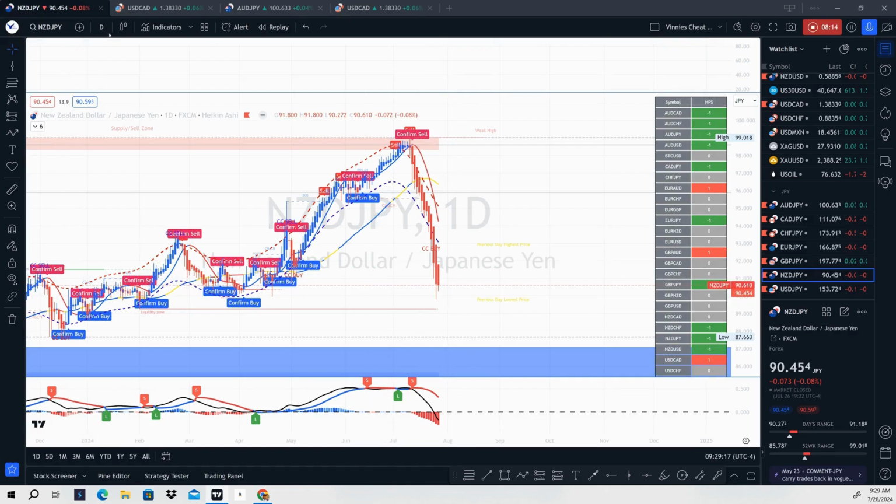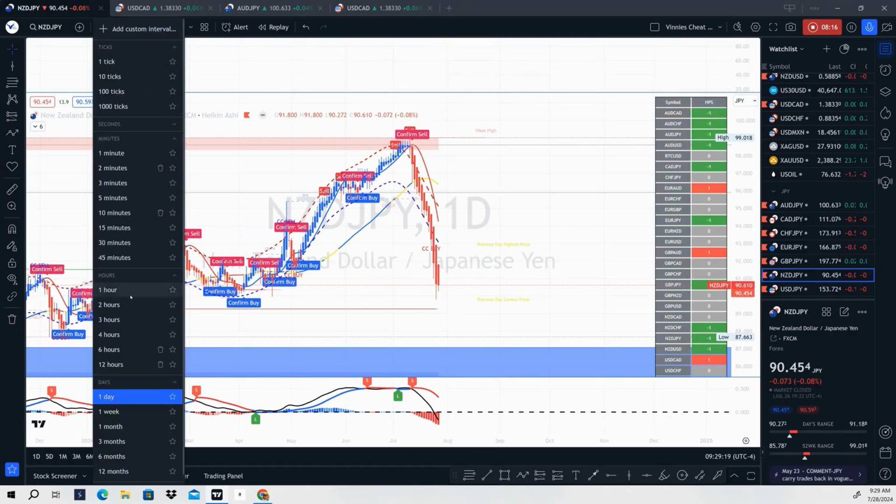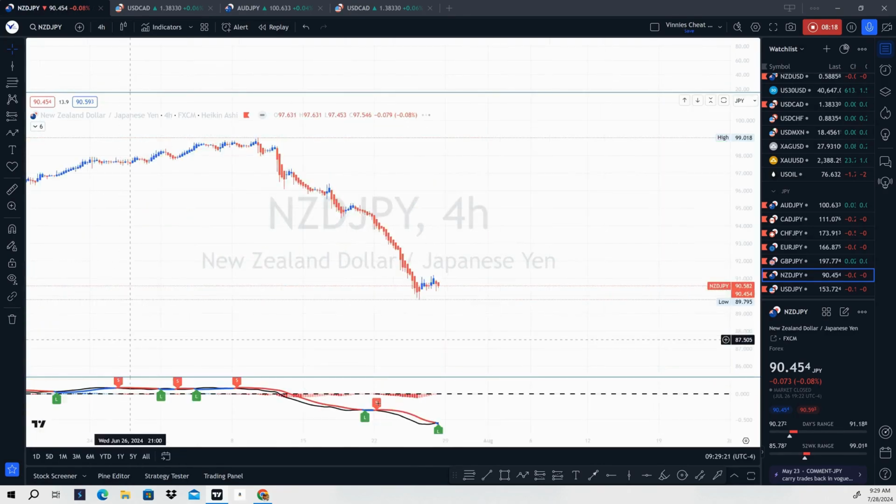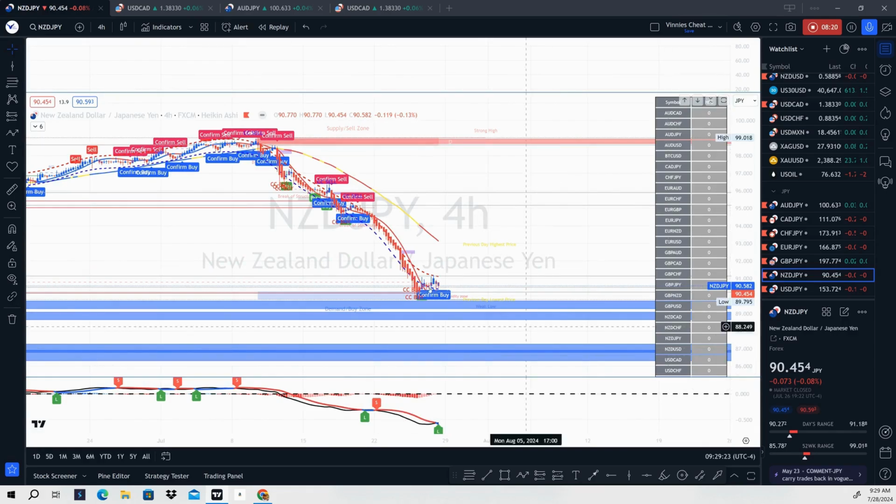Okay. It's a pullback. So if we go to the 4-hour time frame, we can see that price has crossed the HMA. We got our confirmation buy. So we're looking for NZDJPY to head up for this pullback. Okay. Also, the MACD just turned blue here. So that lets me know that we're definitely going up here on NZDJPY for this pullback.